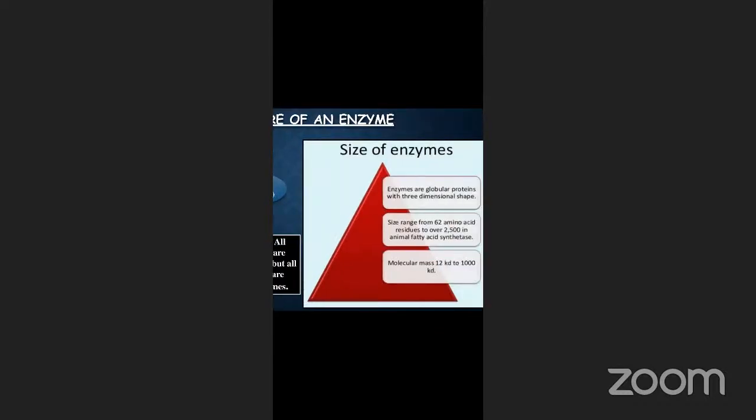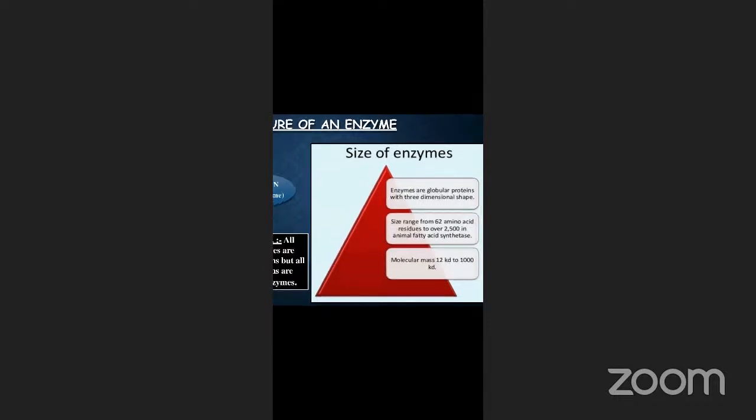Now, what is the size of an enzyme? Usually they are globular proteins with a 3-dimensional shape. They can have 62 to 2,500 amino acids, and the molecular mass may range from 12 kilodalton to 1000 kilodalton. We have a range of size and shape.